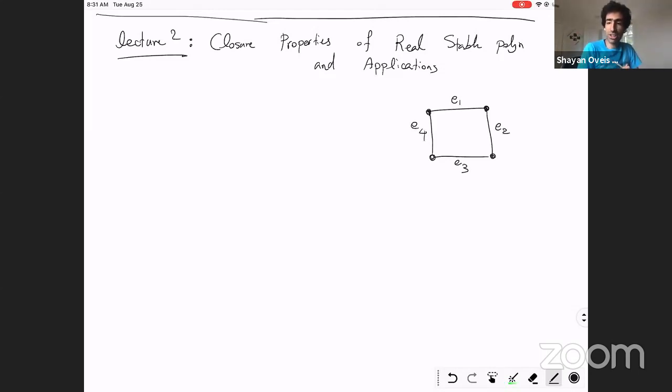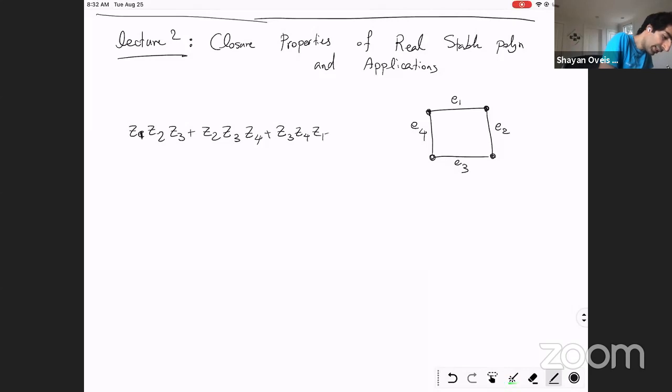Then you can look at the spanning tree distribution, like the generating polynomial of the uniform distribution over spanning trees. It's a very simple polynomial. In this case, it's Z1 Z2 Z3 plus Z2 Z3 Z4 plus Z3 Z4 Z1 plus Z4 Z1 Z2. That's the generating polynomial of all spanning trees. You can divide by 1/4 if you want to make it a distribution, but it doesn't change the structure of the roots. So this is basically G mu, if mu is the uniform distribution over spanning trees.